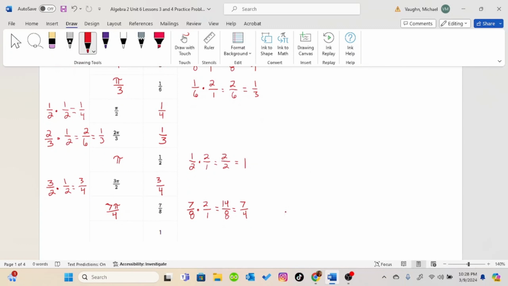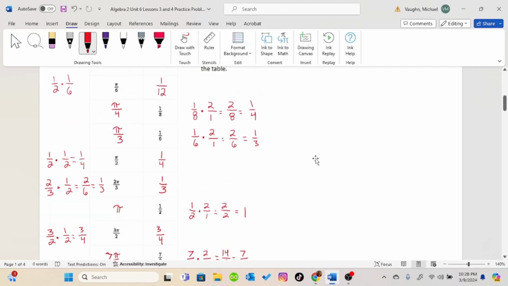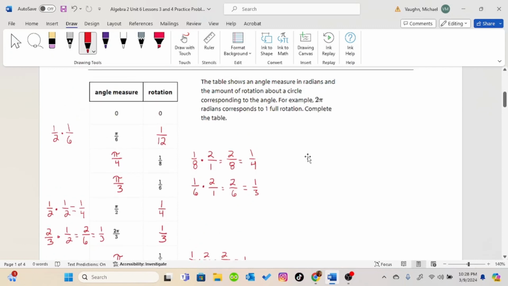And finally, if we have one rotation around, we said that it is 2 pi to make it all the way around. Mathematically, if we have 1 times 2, we have 2. So when we are working with these, if we're moving from the angle measure to the rotation, we can take the angle measure and multiply it by 1 over 2 pi.